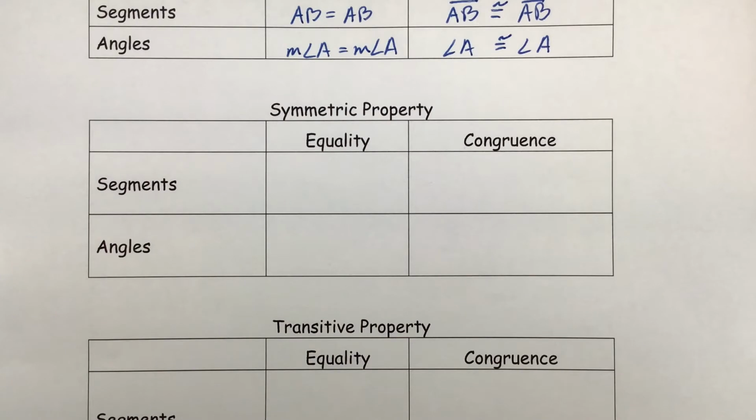All right, symmetric property. This one, you're not going to use it a lot, but you are going to use it on occasion. Really, if you're strategic about how you write your proofs, there's a good chance that you don't need to use the symmetric property. But there are going to be a few occasions that it's going to pop up and you'll want to use it. Symmetric property really allows us to take the left side of an equal or congruent statement and switch it with the right side of that equation or congruent statement.